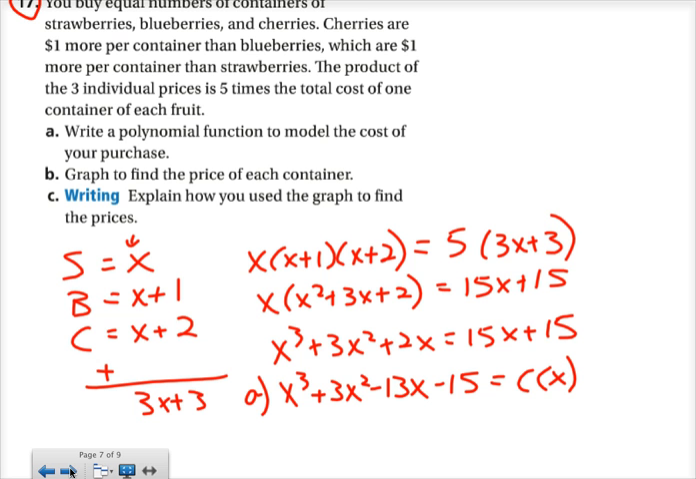And then in C it says explain how you use the graph to find the prices. You find the x-intercepts, the zeros. That's what we're always looking for. So grab your graphing calculator and go after that one, because this one is not factorable by grouping.